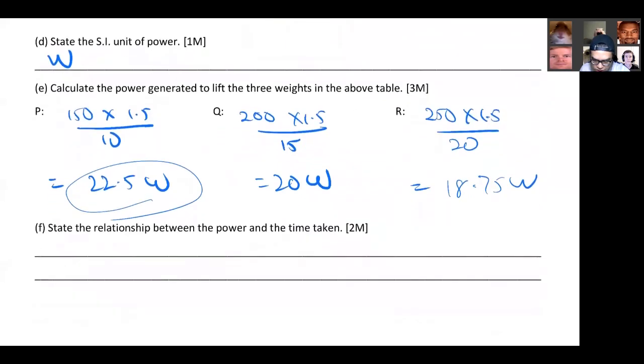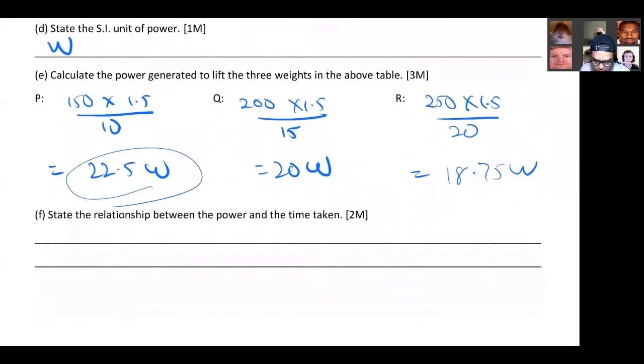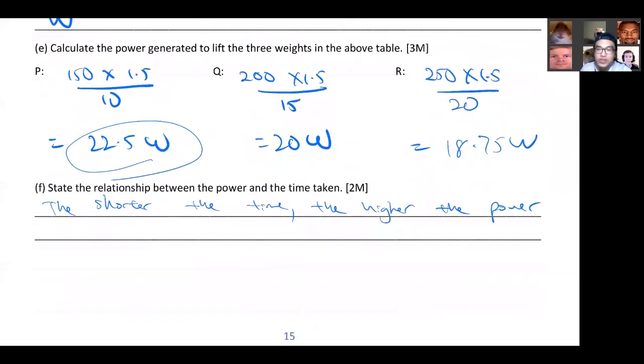State the relationship between power and time taken. The shorter the time, the higher the power. Like I said, why is Ferrari so expensive? Because it used the less time, so it has higher power. Semakin pendek masa, semakin tinggi kuasa.